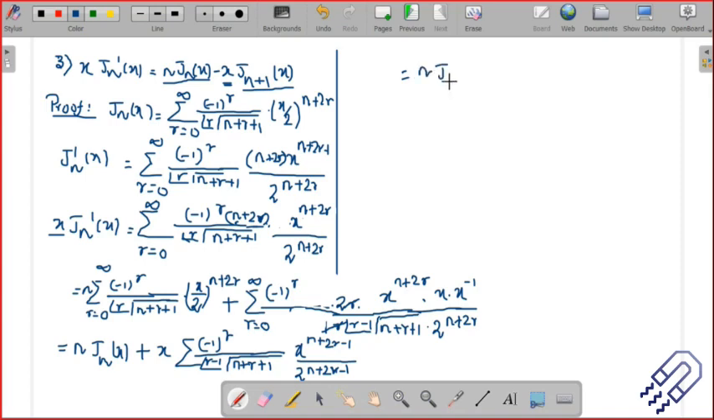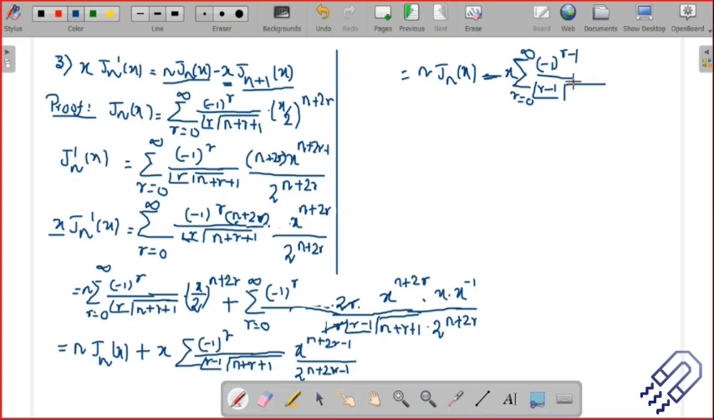n J n x is equal to, so plus, I can write down a minus here, just like we did in the previous step, I can write it as minus x, r equal to 0 to infinity. In place of minus 1 to the power r, I just write minus 1 to the power r minus 1. If I do it that way, I'm going to get a minus here, so that minus will actually make plus again. So not changing anything. It's just r minus 1.